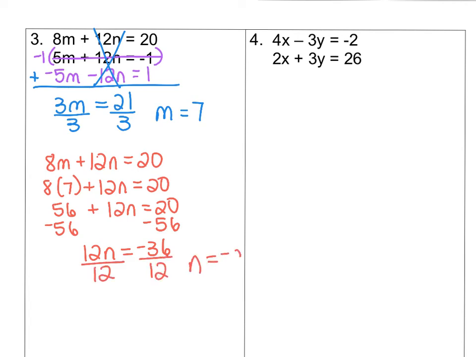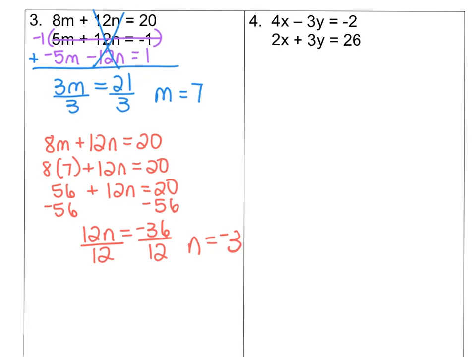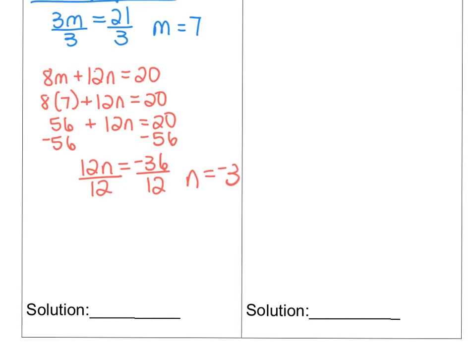N equals -3. So again, we need to decide which one to write first in my solution set. Well, m comes before n, so I am going to write 7, -3. And of course, just like all the other ones, you can take that 7 and that -3 and plug them back in for each equation to make sure that both sides of the equation are equal.